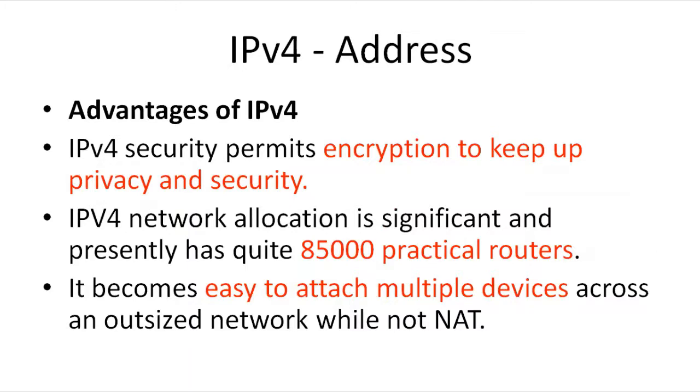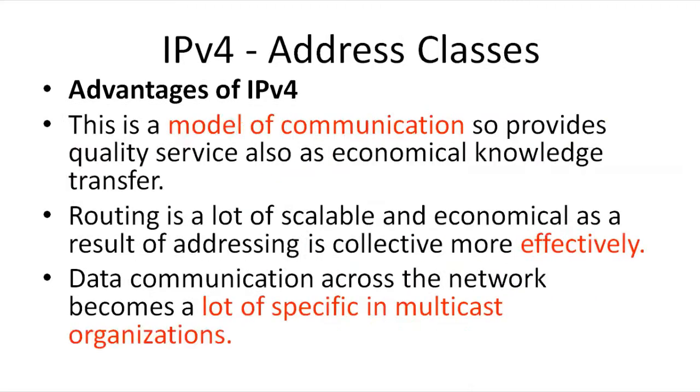The first advantage of IP version 4 is security. That means it has encryption to keep up privacy and security. The network allows significant allocation, and it becomes easy to attach multiple devices across the network. This is a model of communication that provides quality service and economical knowledge transfer. That means it is always providing quality service. That's why most devices use IP version 4.